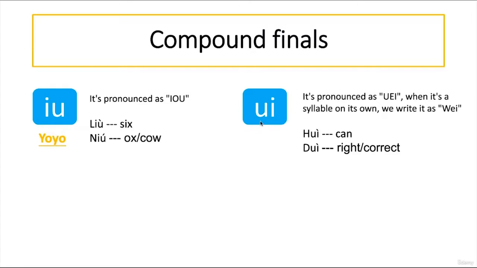way is pronounced as way. So read it after me. Way, but it's written as ui. When it's a syllable on its own, we write it as wei. For example, 会 means can, 对 means right or correct. Don't confuse you and way together. For you, i is in the front. For way, u is in the front.